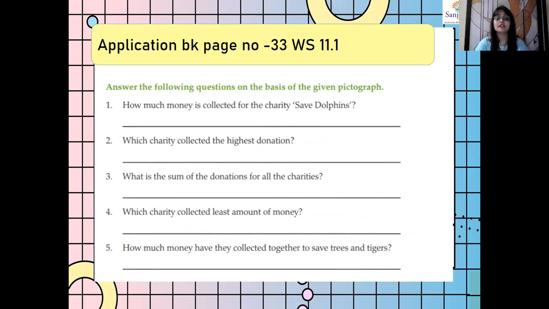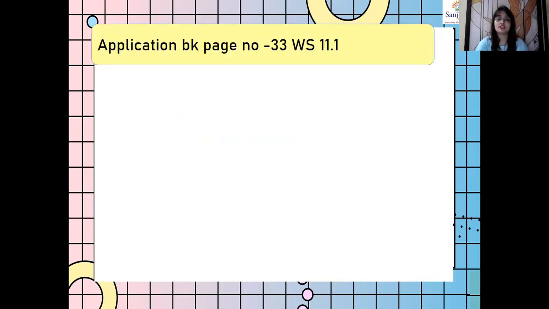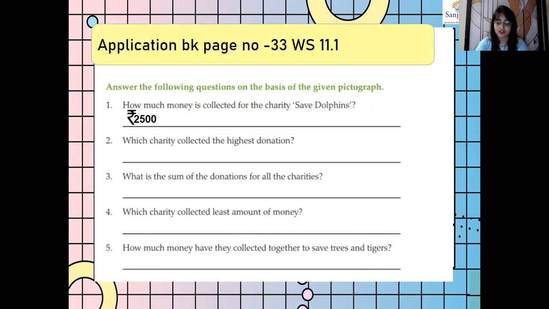How much money has been collected for the charity Save Dolphins? As children, we have calculated 2 circles stand for 2000 rupees and half is for 500. So 2000 plus 500 is rupees 2500.